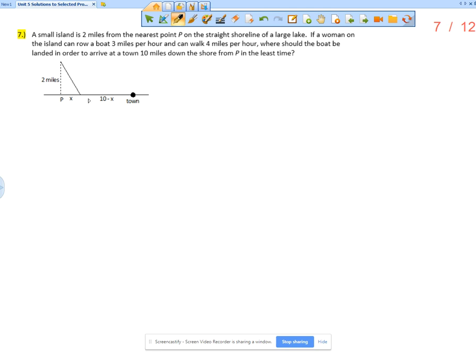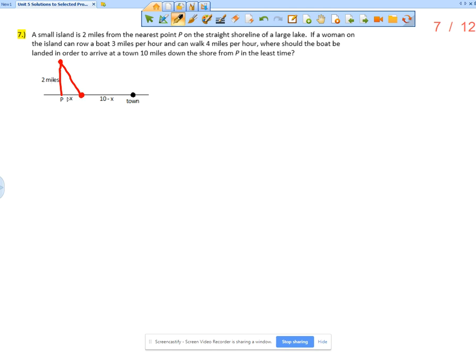So I gave you this picture. Remember, if she were to go from the island directly to the shore, that would be to P, that would be 2 miles. But now we're going to say she's going to row to somewhere on the shoreline here, x miles from point P. So if she's going x miles from point P, how far has she actually traveled over the water?